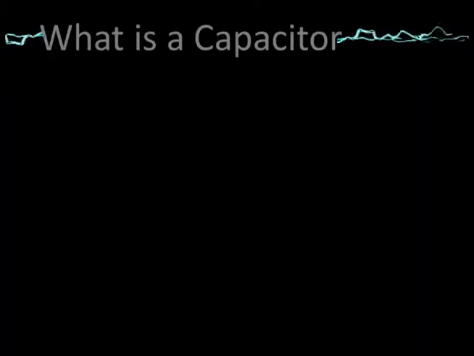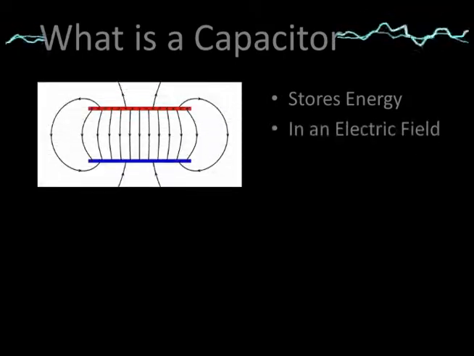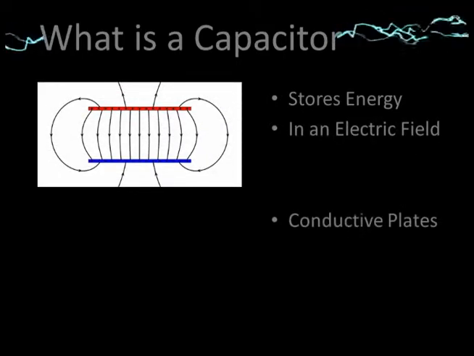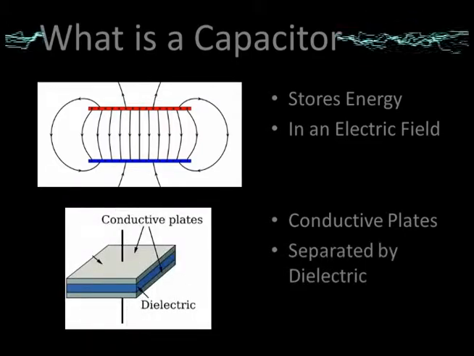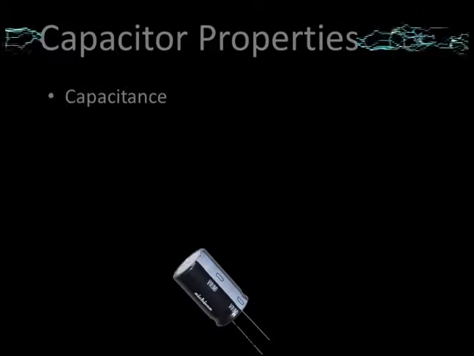Firstly, what is a capacitor? A capacitor is an electronic device that stores energy in the form of an electric field. The most basic construction of a capacitor is two conductive plates separated by a dielectric material. The capacitance is a measure of the size of a capacitor and is usually measured in farads.